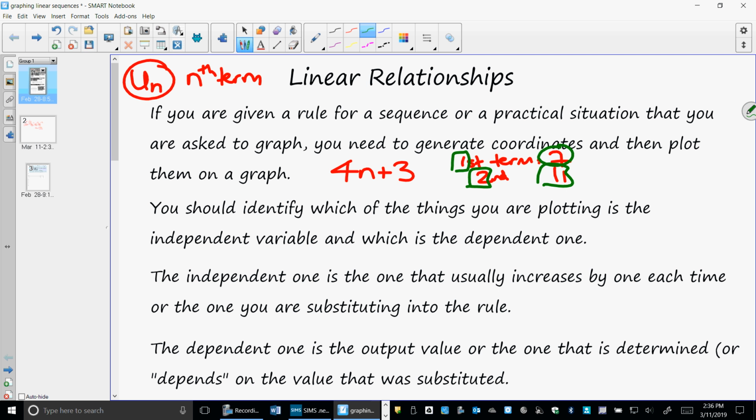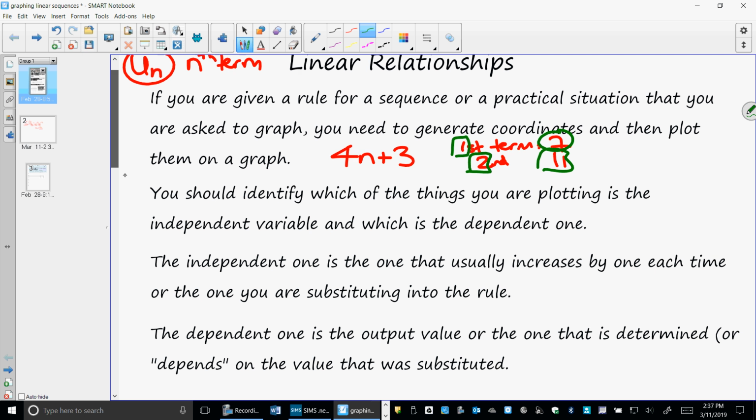Okay, so I've said here, you should identify which of the things you are plotting is the independent variable and which is the dependent one. Now, I'm hoping that you're sitting there going, oh, we've heard all about that in science. Have you heard the phrases independent and dependent variable in science? Is there anyone that has not heard it before? I'm not asking if you know what it means. All right, so let's just clarify what it means.